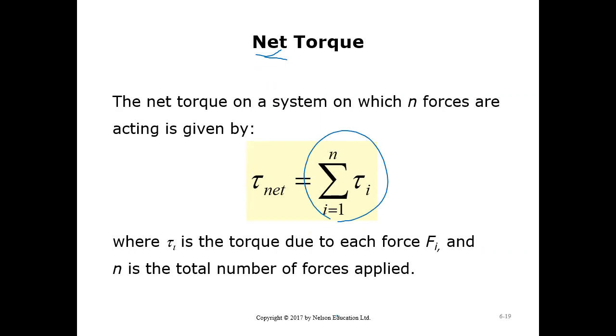Okay, this is the symbol for summing it up. So this means torque 1 plus torque 2 plus torque 3 and so on. If there are more than 3, you have to keep on adding. So we call it net torque. Now, like the forces, we have to be careful with the direction because they are vectors. We have to add as vectors.